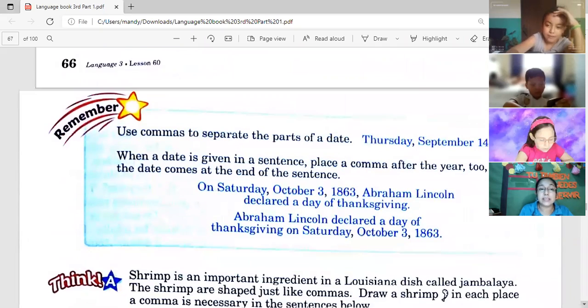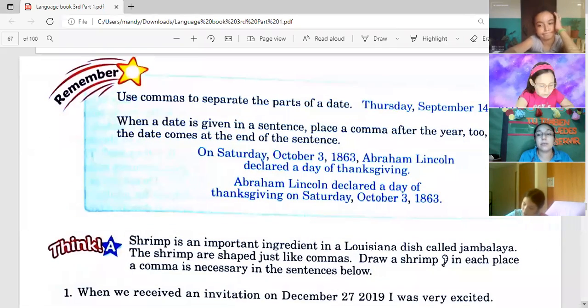Now, page 66. We remember one more time, commas. Use commas to separate the parts of a date: Thursday, September, and the year. When a date is given in a sentence, place a comma after the year, unless the date comes at the end of the sentence. We have two examples here.